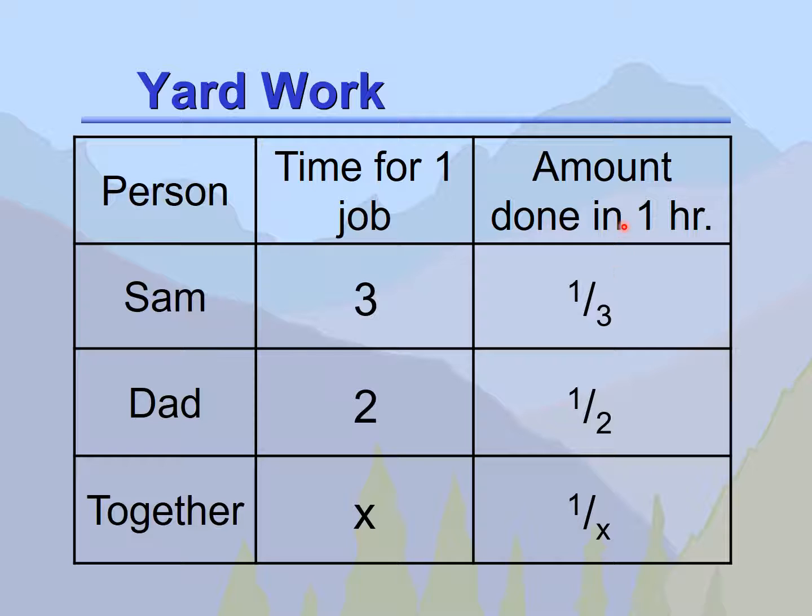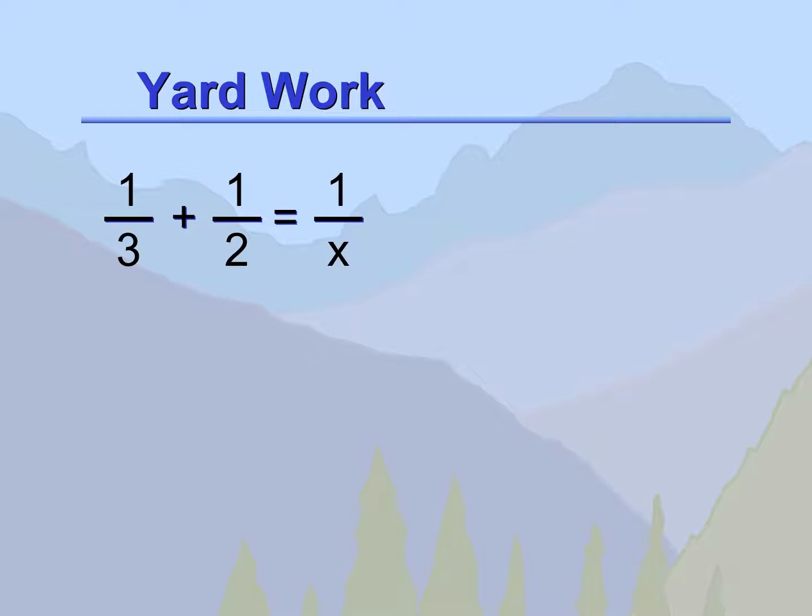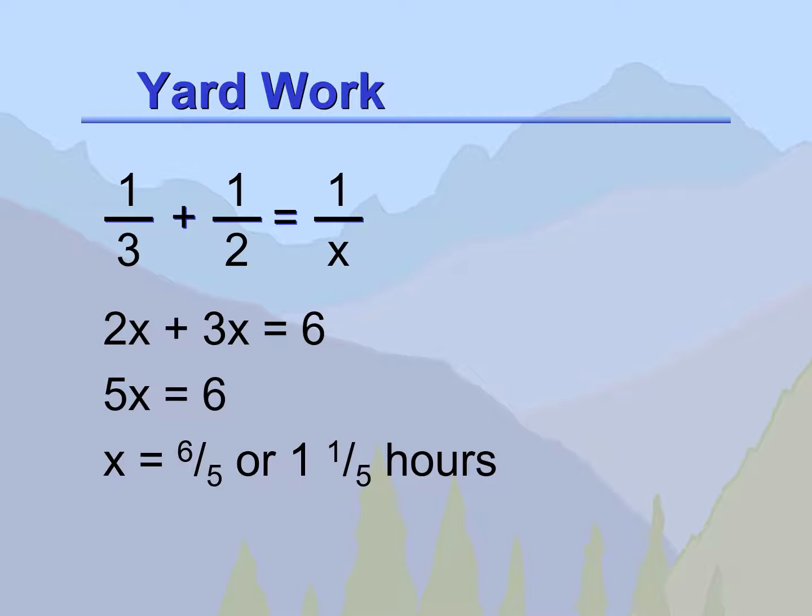together. And then to solve this work problem, we're going to take that third column. So we'll do 1/3 plus 1/2 equals 1 over x. We can kill our fraction by multiplying everything by 6x, because that's the least common multiple of 3, 2, and x. So we end up with 2x plus 3x equals 6, which is 5x equals 6, which is 6 over 5, or 1 1/5 hours.